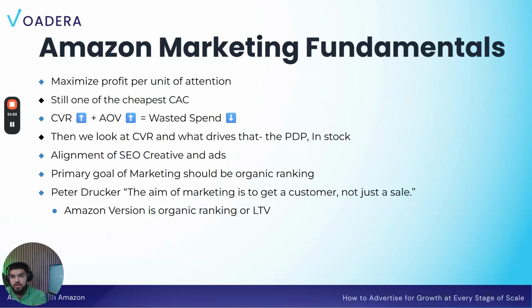And the primary goal of marketing should be getting organic sales eventually. I mean, Peter Drucker has a nice quote: the aim of marketing is to get a customer, not just that specific sale. And that's what you're trying to get. You're thinking long term. Even when you're starting, you're investing. And for Amazon, you're not getting any customer data. They're never going to give you that, but they could give you organic ranking. You're going to get LTV with subscribe and save, all that kind of stuff.